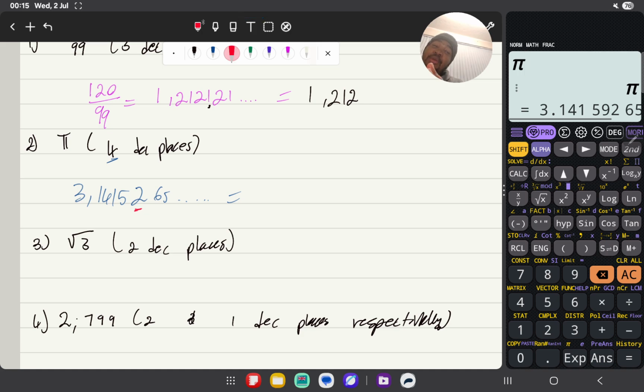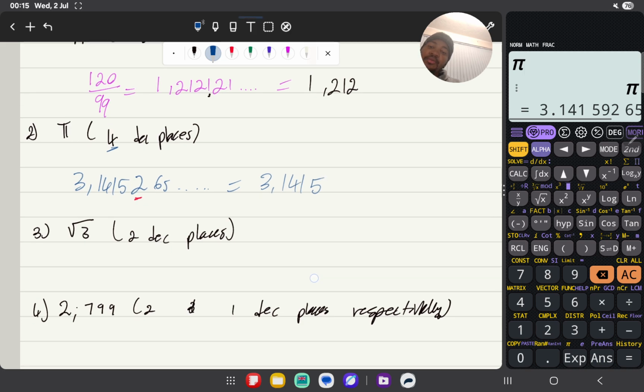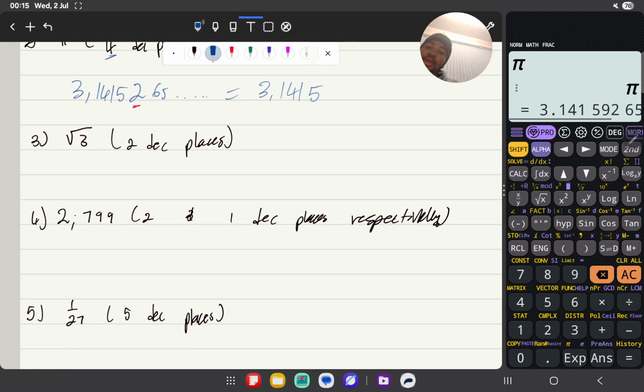That means the numbers before the 5th number, the 1st, the 2nd, the 3rd and the 4th number, we're just going to leave them as they are, since 2 is below 5. So that means here you have 3.1415, just like that. You have rounded it off to the nearest 4 decimal places, right?